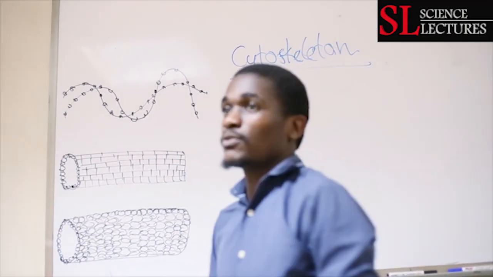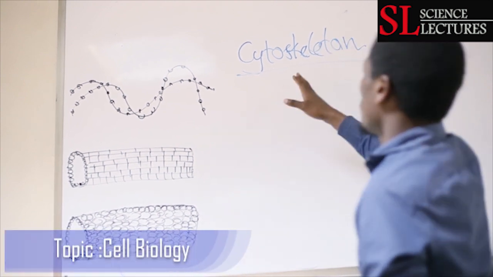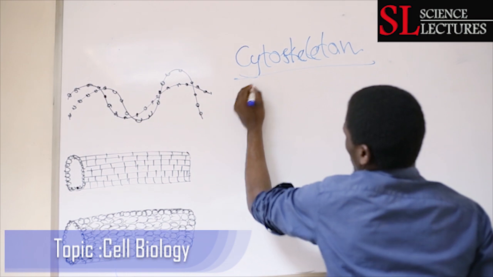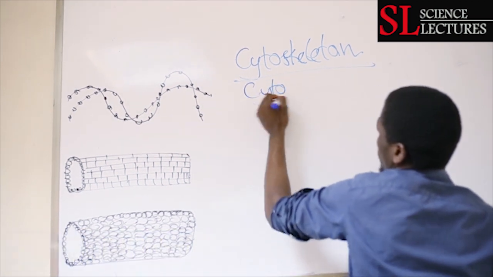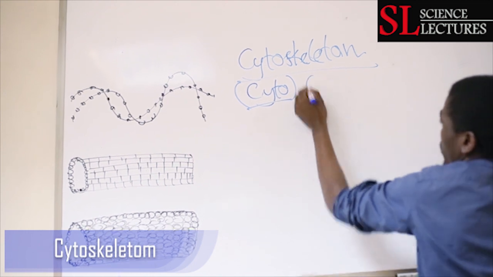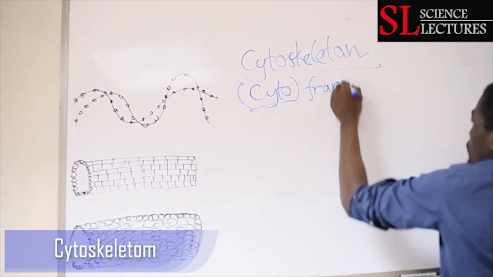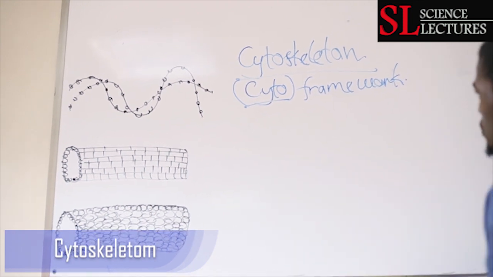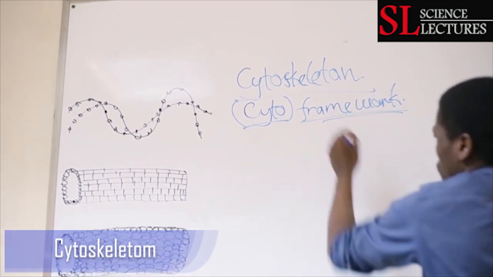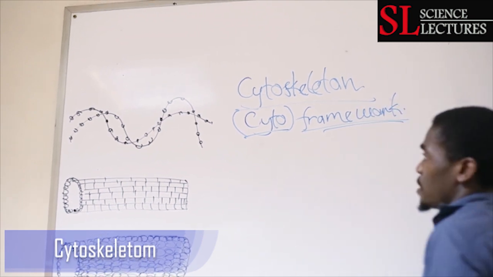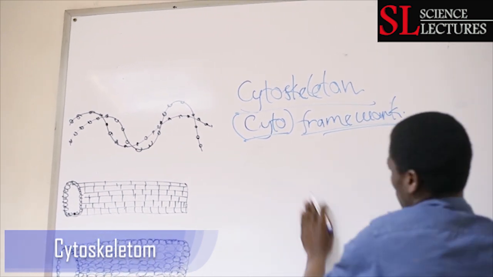We are going to look at the cytoskeleton. Cyto means cell, it comes from the cytoplasm. Then skeleton is the skeleton, the framework. So why do we need to look at the cytoskeleton? The cytoskeleton is very important for the survival of our cells. If it were not there, the cells would not survive as they are able to survive.